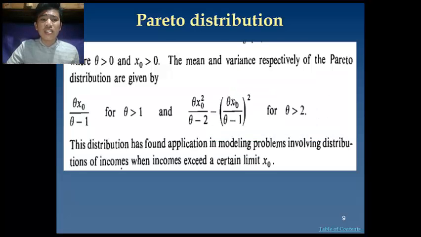Where theta is greater than 0 and x sub 0 is greater than 0. The mean and the variance respectively of the Pareto distribution are given by theta x sub 0 over theta minus 1 for theta greater than 1, and the variance, which is theta x sub 0 squared over theta minus 2 minus the quantity theta x sub 0 over theta minus 1 quantity squared, for theta greater than 2. This distribution found application in modeling problems involving distributions of incomes when incomes exceed a certain limit of x sub 0.